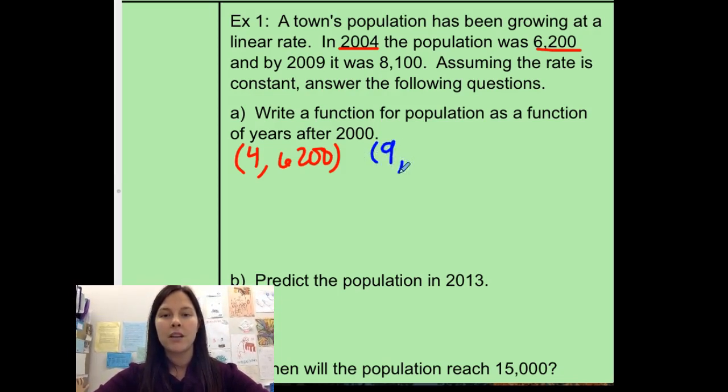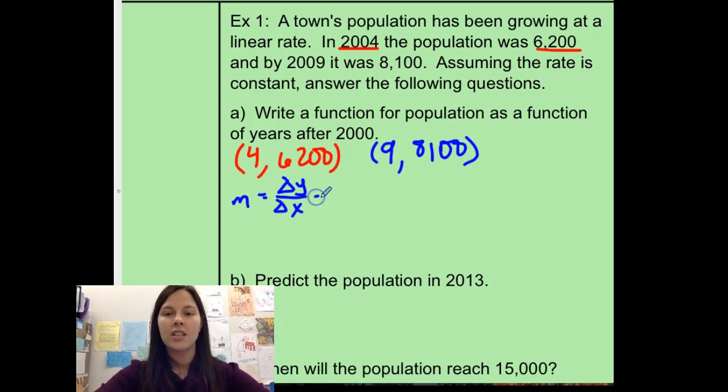We'll do that again with the other piece of information we got. 9 years after 2000, the population was 8,100. When we start writing an equation, we need the slope. Slope, remember, is change in y. That little triangle is just a symbol that means change over change in x. So we have for our change in y, 8,100 minus 6,200. And for our change in x, we have 9 minus 4.